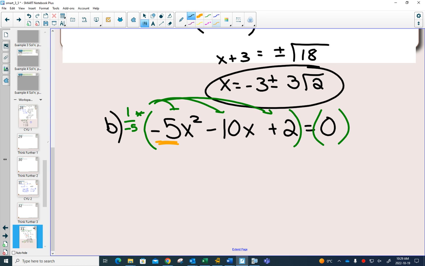When I multiply this first one, the whole purpose was to get just x squared. When I multiply negative 1/5 times minus 10, you see that you would get a positive, and dividing by 5 would give you 2.